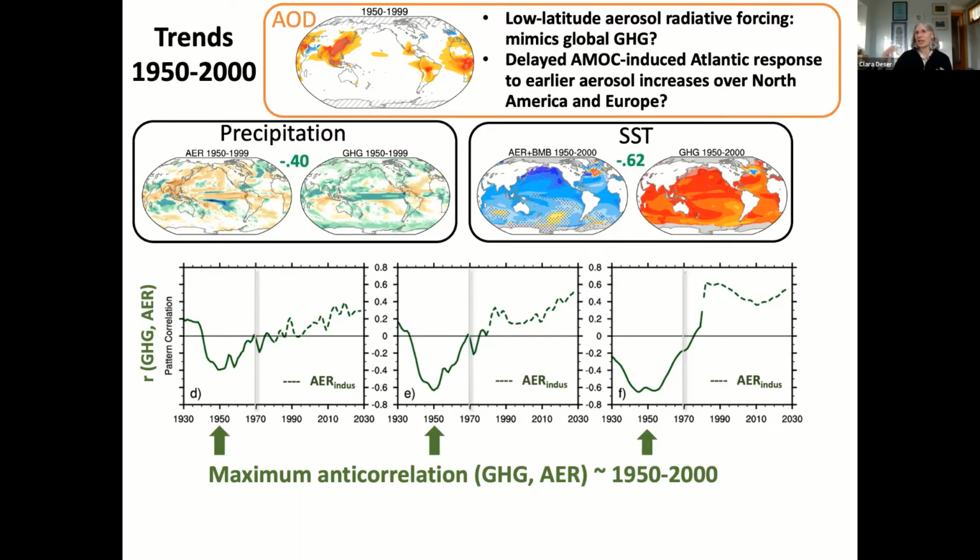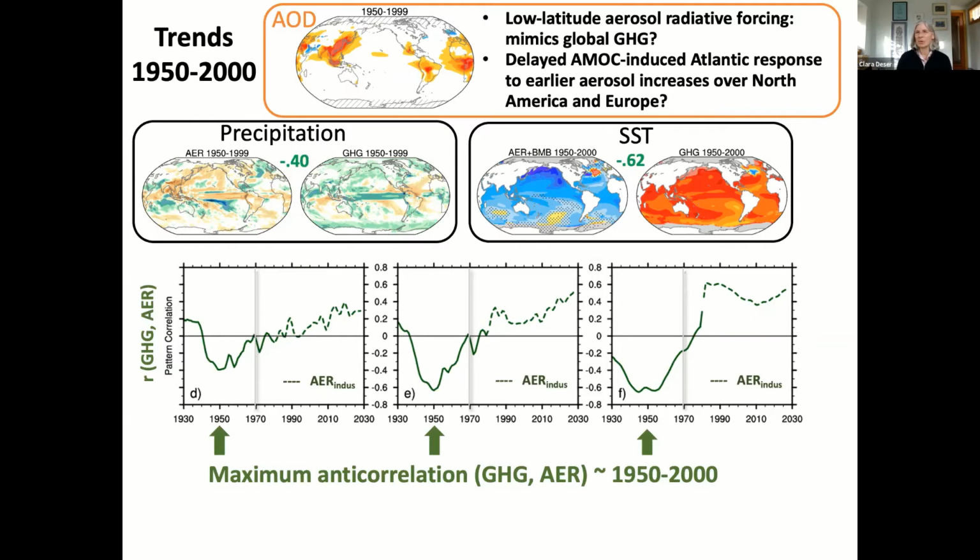So somehow this very large-scale, low-latitude aerosol emission is engaging the large-scale ocean-atmosphere feedback processes that can then allow these response patterns to become very, very similar. And then I think there also may be a role for a delayed AMOC-induced Atlantic response to the earlier aerosol increases from the 50s to the 80s over North America and Europe. So anyway, we have yet to explore these hypotheses in more detail, but at least we come to some clear questions.